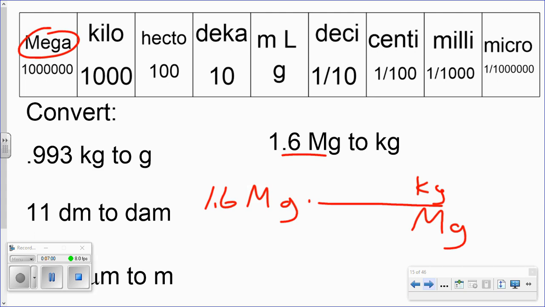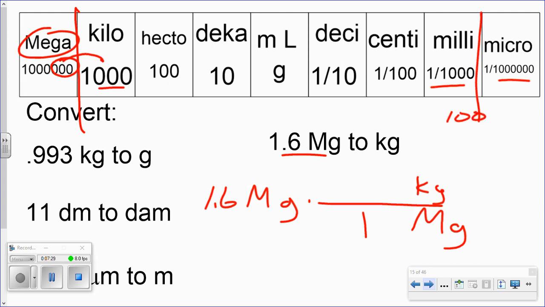If you were to pause the video now, you could figure this out. How many kilos are in a mega? This is a difficult question. First of all, mega is bigger, so put a 1 next to it. How many kilograms in a megagram? If you analyze, you'll notice that this is 1,000 times bigger than this. So this weird jump right here is a factor of 1,000.